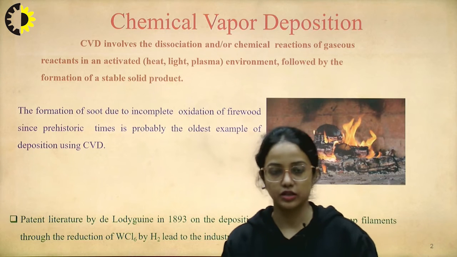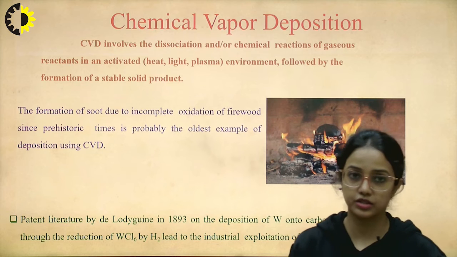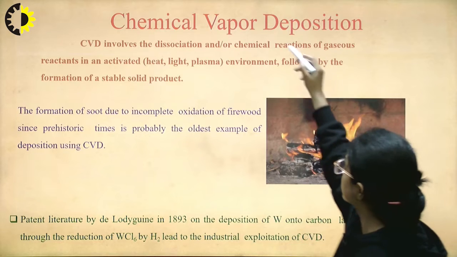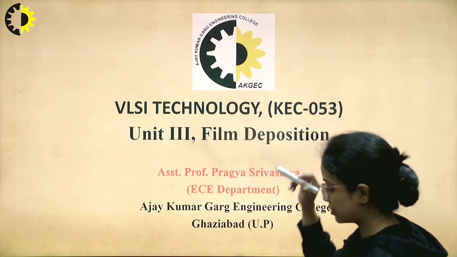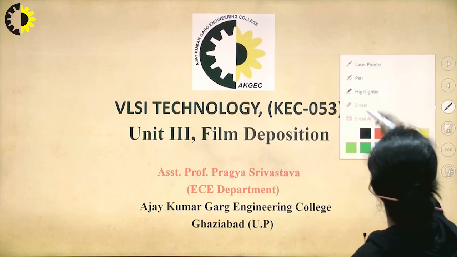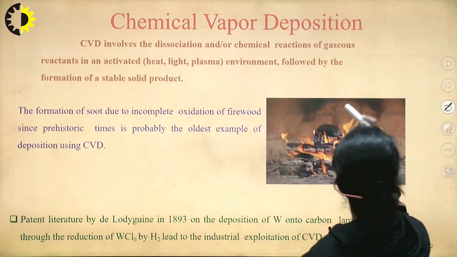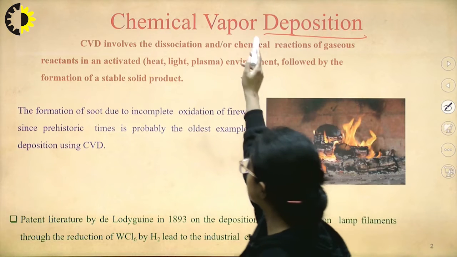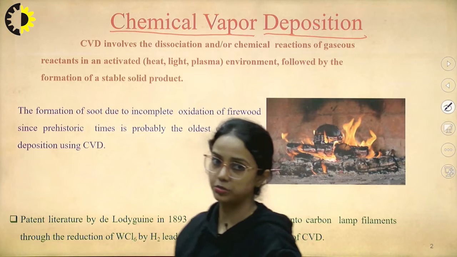Previously we have seen how lithography and etching is carried out. In this slide we are going to study deposition. For deposition we have various methods, but presently we are going to study chemical vapor deposition.